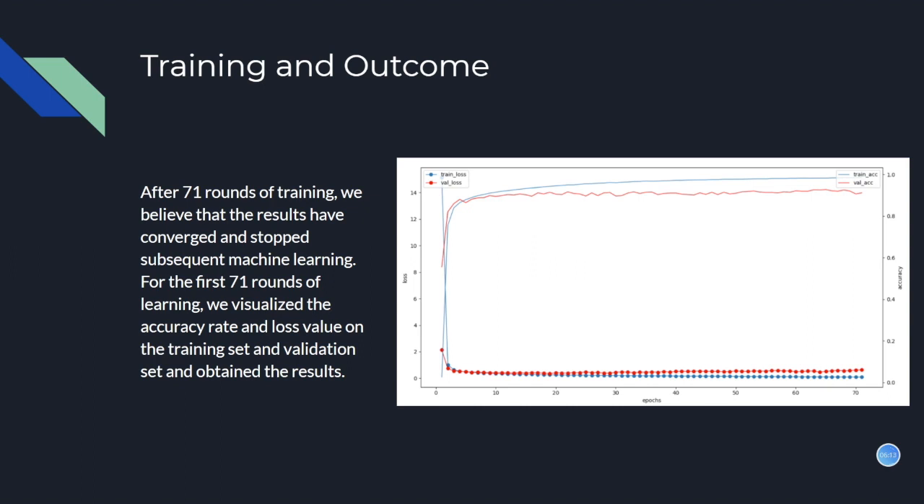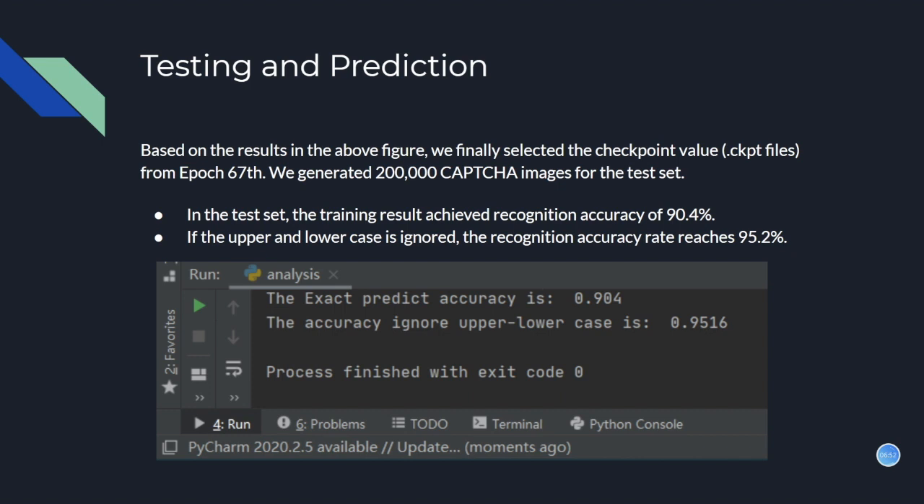After 71 rounds of training, we believe that the results have converged and stopped the machine learning. For the 71 rounds of learning, we visualized the accuracy rate and the loss value of the training set and the validation set and obtained the results. We can find in this image that during the training process, the accuracy rate has risen rapidly for both the training set and the validation set, while at the same time the loss dropped significantly. So based on the result in the above figure, we finally selected the checkpoint value from Epoch 67, which we used with the 200,000 CAPTCHA images for the test set.